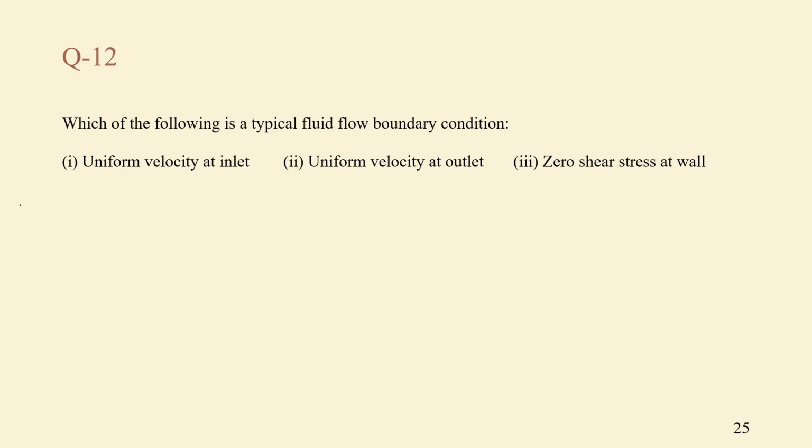So which of the following is a typical fluid flow boundary condition? Option A is option 1, that is uniform velocity at inlet, 1 only. Option B, 2 only. Option C, it is 1 and 2. Option D, it is 1 and 3.